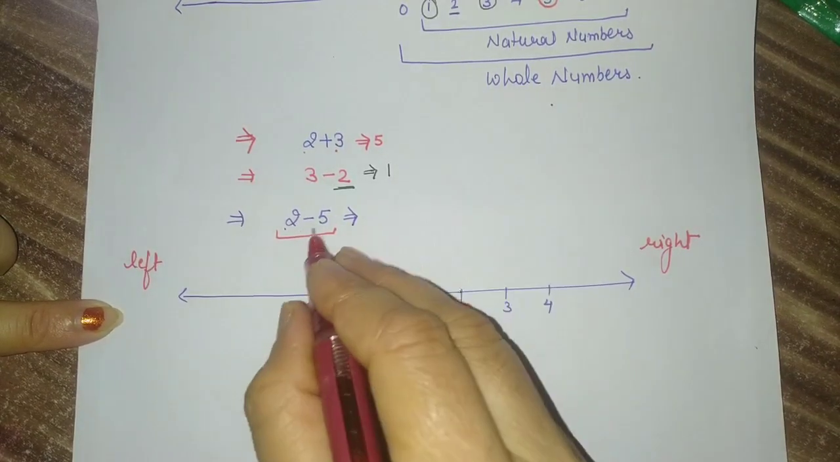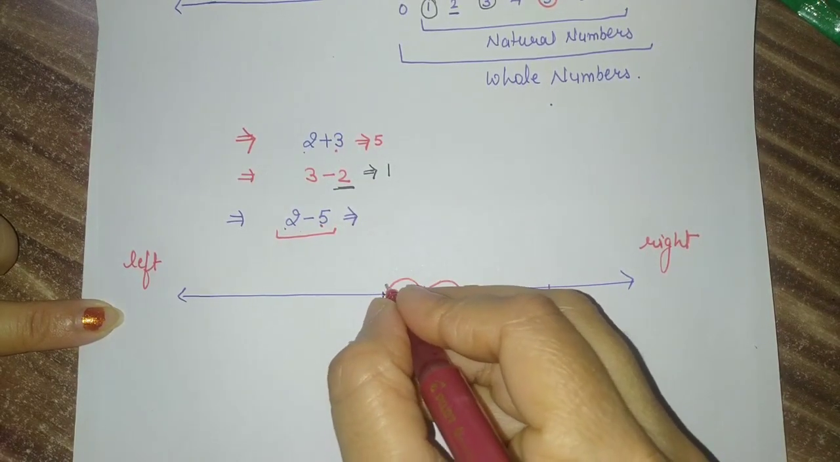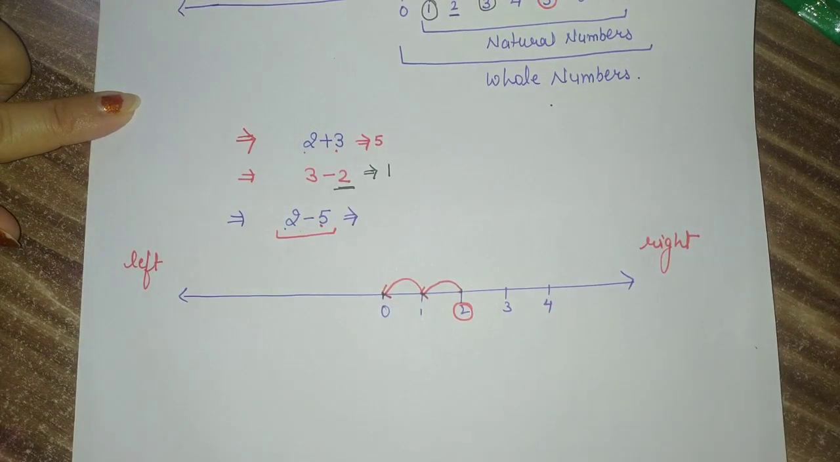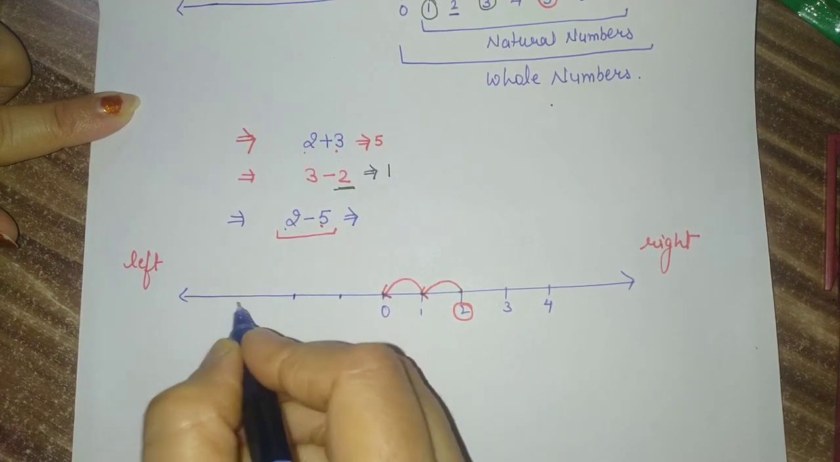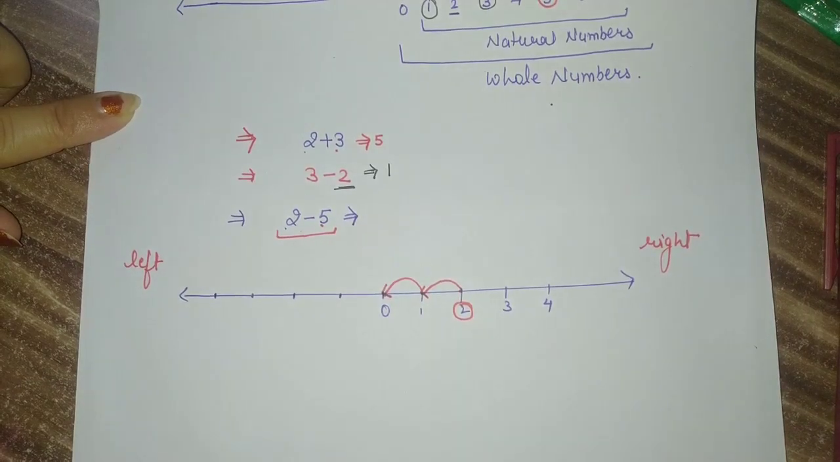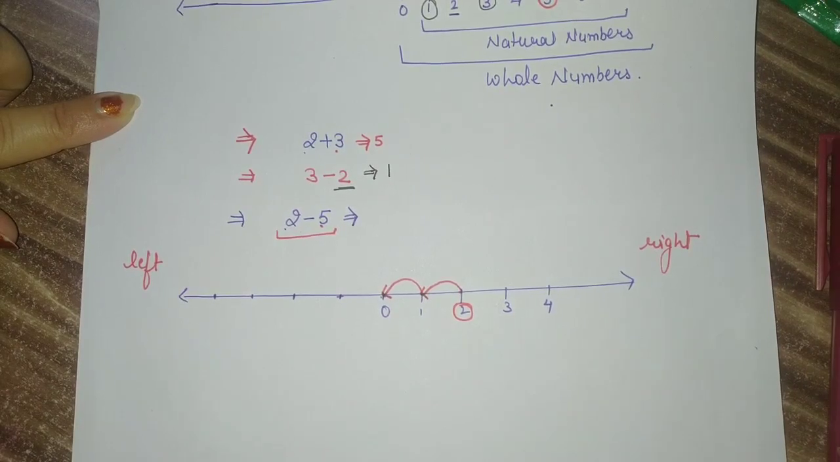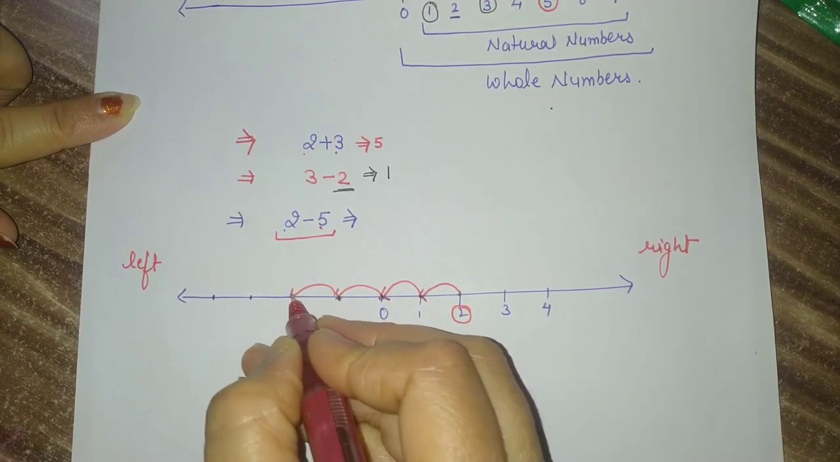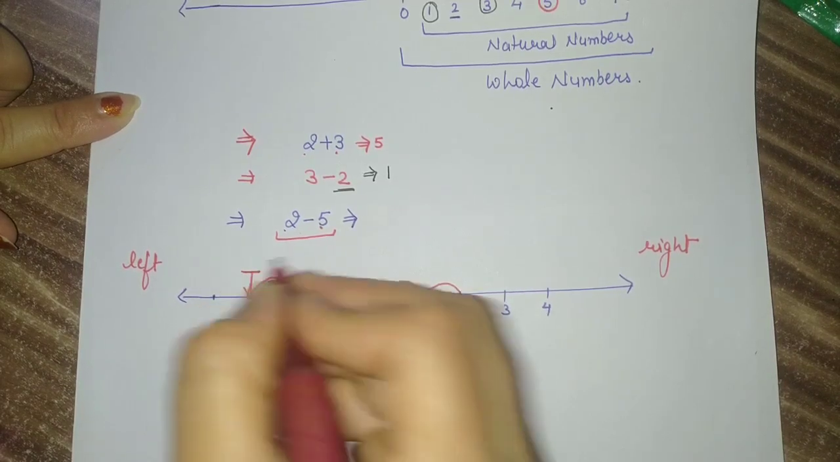From 2, we have to take 5 steps. 1, 2. When we take 2 steps, we reach 0. Then after that we have to continue moving. To continue, what will we do? With the same unit, we mark some more points on the number line. I marked them at equal distances from 0. I have to take 5 steps. 1, 2, 3, 4 and 5, and according to the answer, I will reach here.